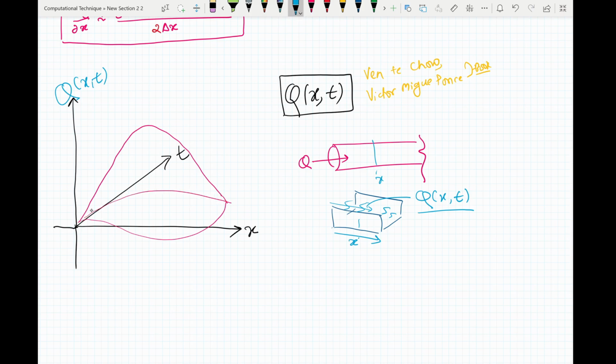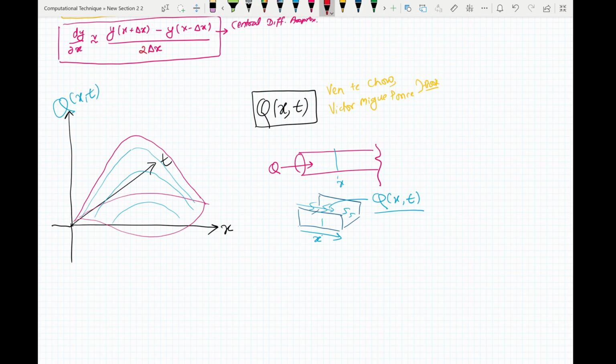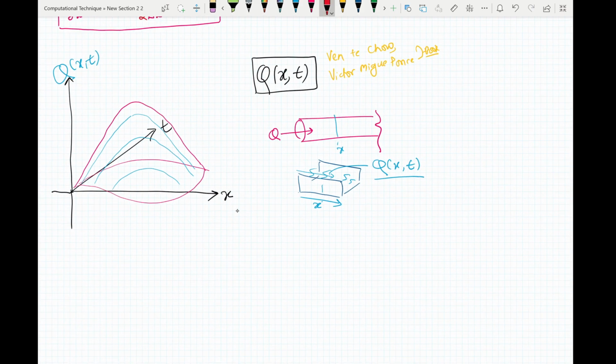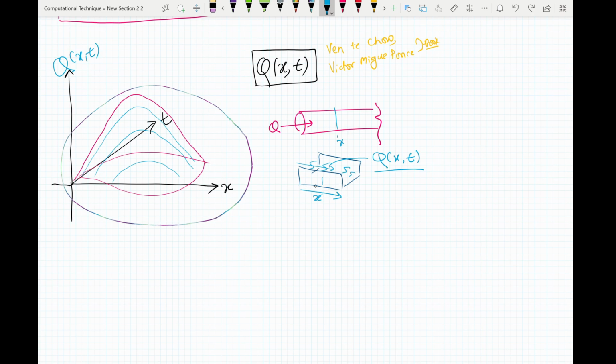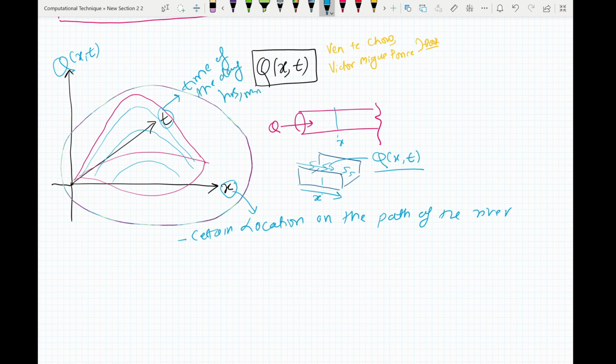Not sure, but now in the finite difference method, what we are doing is we are taking the xt plane, which is this plane here. Here x will be a point in space, a certain location in a channel or a river, at a certain time of the day. So you have t as well. Let's say this is a certain location on the path of the river along the channel, and t is the time of the day. It may be hours or minutes.